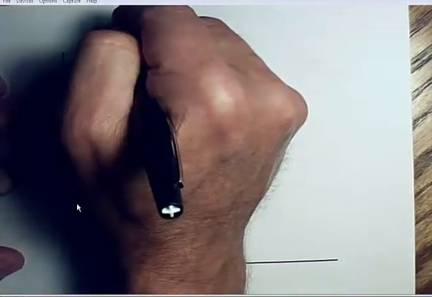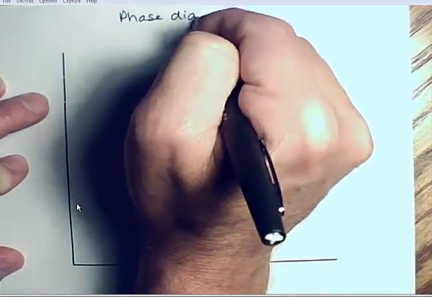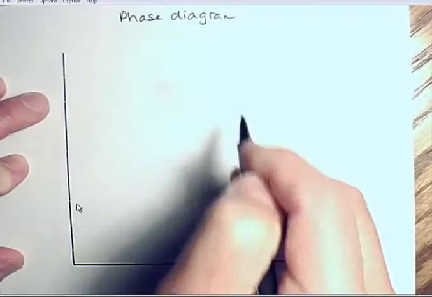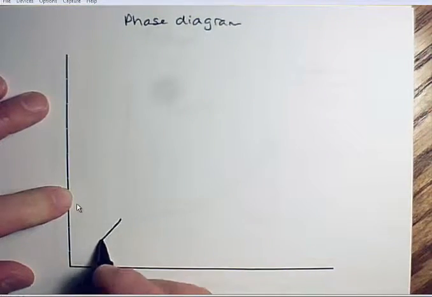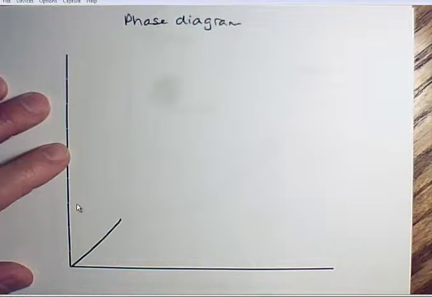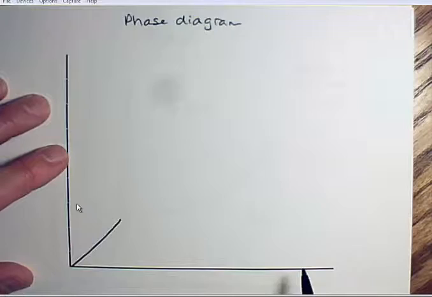Can we draw another graph? We're doing another phase diagram. All right. This phase diagram is for a very common substance on our planet that behaves a little differently than almost all other substances.